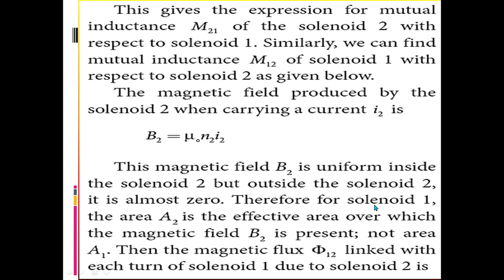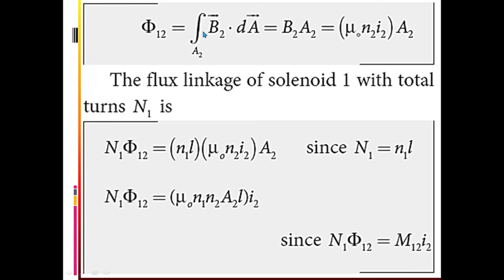Therefore, for solenoid 1, the area A2 is the effective area over which the magnetic field B2 is present, not area A1. Then the magnetic flux phi 12 linked with each turn of solenoid 1 due to solenoid 2 is phi 12 equal to the integral of B2 vector dot dA, which is BA cos theta. Here theta is 0 degrees, so cos 0 is 1. So the equation can be written as phi 12 equal to B2 A2, where B2 is mu naught n2 I2, into A2.